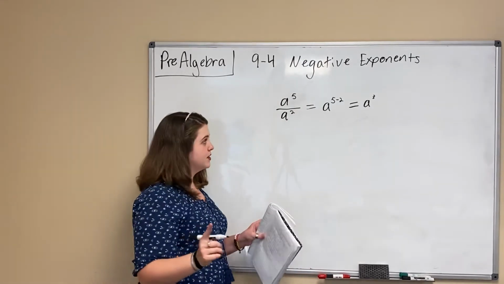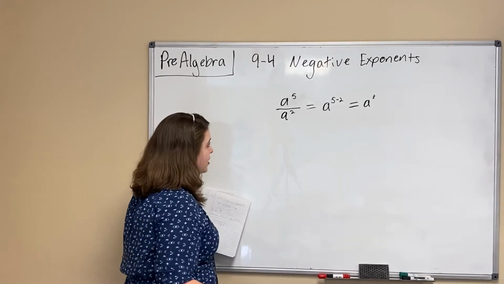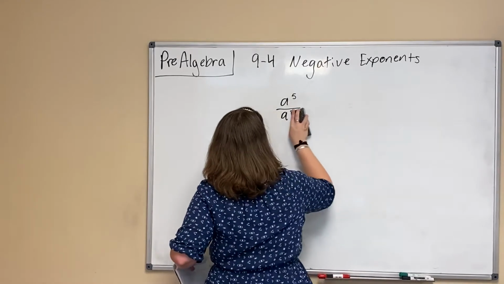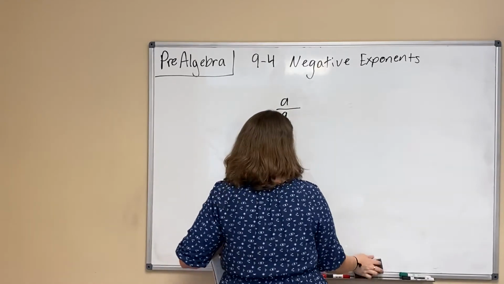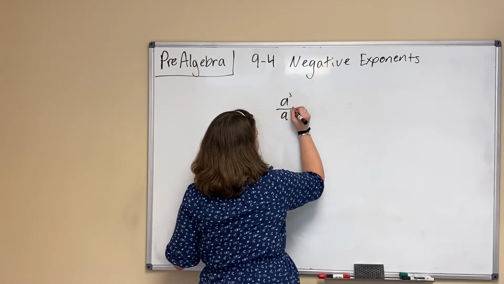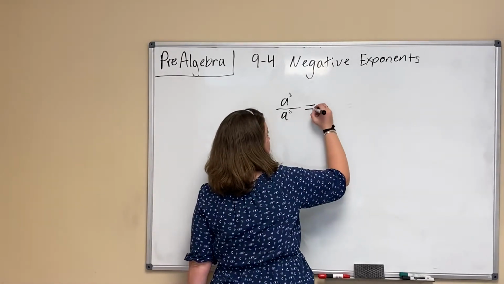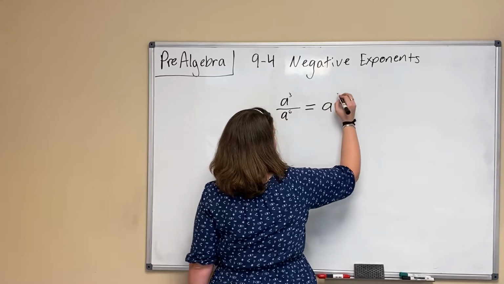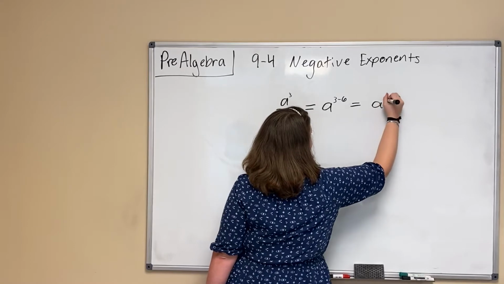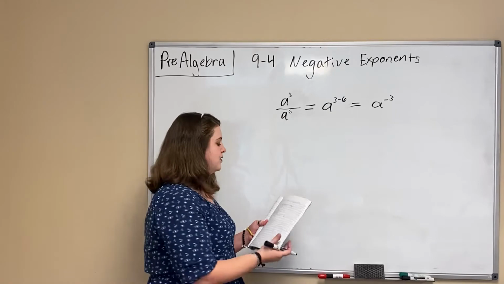Some of you might have already been thinking of this, but what happens if the exponent on the bottom is bigger? What if instead of a to the 5th over a to the 2nd, it was a to the 3rd over a to the 6th? That one's bigger. I'm going to have a to the 3 minus 6, which is going to give me a to the negative 3rd. What does that even mean, having a negative exponent?